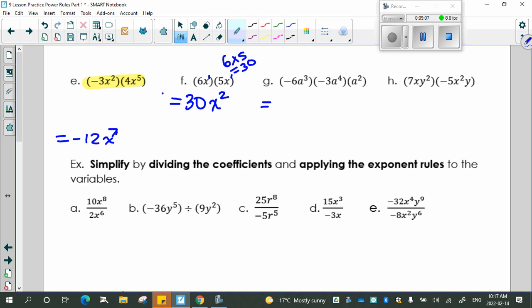Okay, the next one. So negative 6 times negative 3 times 1, right? If there's no number in there, you think 1. So negative 6 times negative 3 times 1 is positive 18. And then a cubed times a to the 4th times a squared is a to the power of 9. So multiplying, brackets, multiplying.